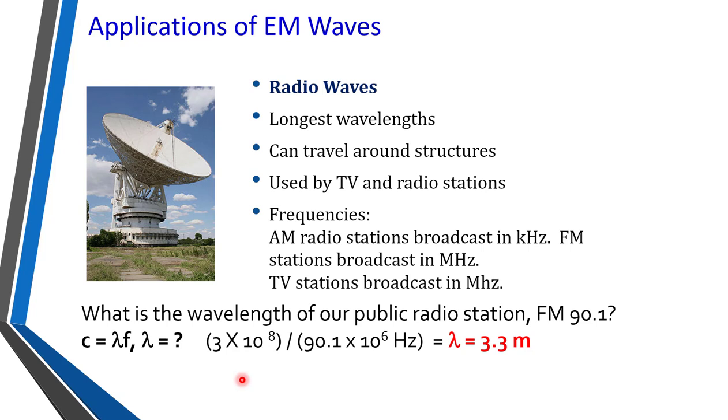If I want to find out the wavelength of a radio station, for example, an FM station working at 90.1 megahertz, how do we find the wavelength? We have just seen that the velocity of light is equal to lambda into f. So lambda is c divided by f. C is equal to 3 into 10 raised to 8 divided by 90 megahertz, which gives lambda as 3.3 meters. So a 90.1 megahertz wave has a wavelength of just 3.3 meters.